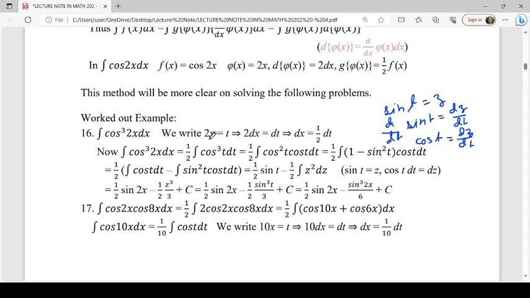Whenever we substitute to some other variable, the result must be in terms of the original variable. So this result should be in terms of x, not in terms of t, not in terms of z.